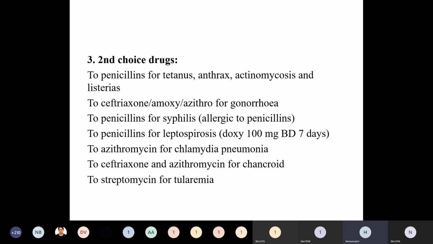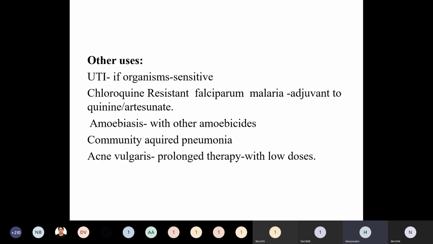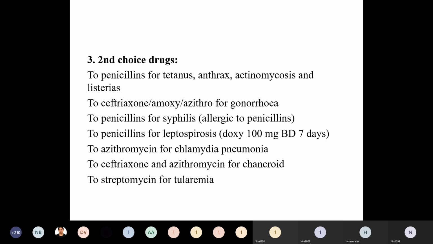And relapsing fever also, you can use tetracyclines. So other uses, these drugs are used as a second choice of drug. To penicillins for tetanus, anthrax, actinomyces and listerias. If the patient is allergic to penicillin, you can give tetracyclines.